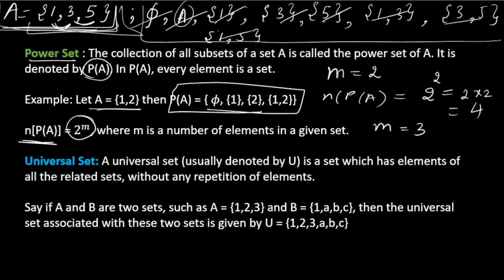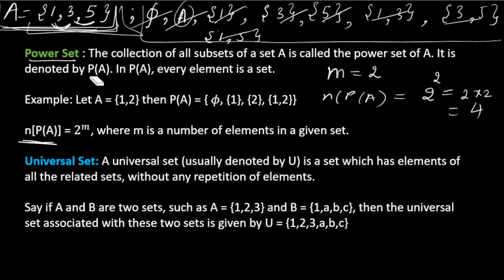Now let's discuss the next topic, which is the universal set. I hope you have understood the meaning of the power set. The power set is the collection of all the subsets of set A. Now next is the universal set. The universal set is denoted by U.